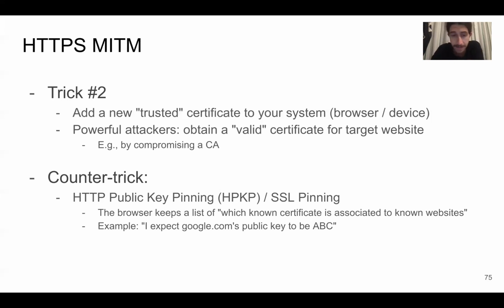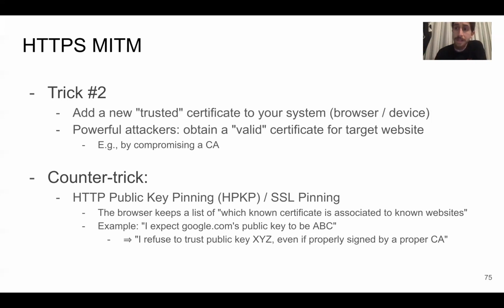So again, an example: I would expect google.com. SSL pinning would say, I expect google.com public key to be ABC. And if I connect to google.com and it's signed with XYZ, I refuse it, even if XYZ was actually considered trusted.